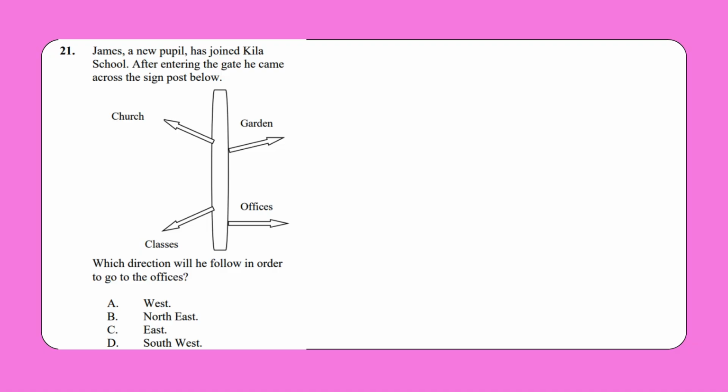21. James, a new pupil, has joined Killer School. After entering the gate he came across the signpost below. Which direction will he follow in order to go to the offices? A. West. B. Northeast. C. East. D. Southwest. Use the diagram below to answer question 22 and 23.